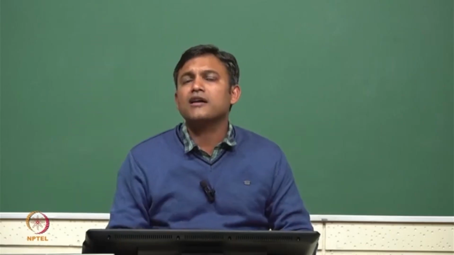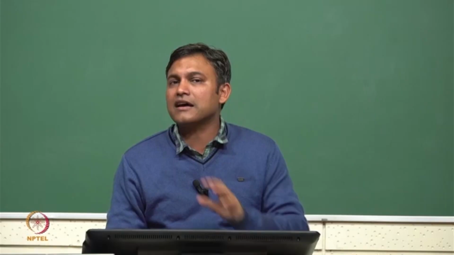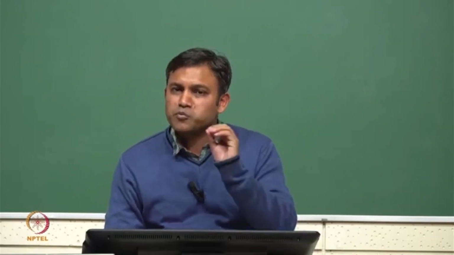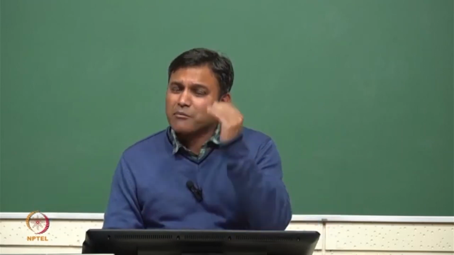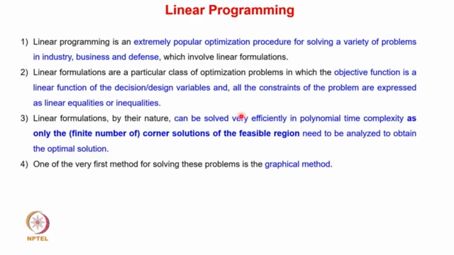There are two types of terms that are popular, exponential time complexity and polynomial time complexity. What polynomial time complexity means is if the size of the problem increases, then the time required for solving a given problem is going to increase polynomially with the size, not exponentially. So why is linear programming polynomial time complex? Primarily because in linear programming we need to only look at the corner solutions. We don't need to look at all the feasible solutions. We only have to analyze a number of corner solutions, and the optimum is necessarily lying at one of the corner points, and all these corner points are finite in number.